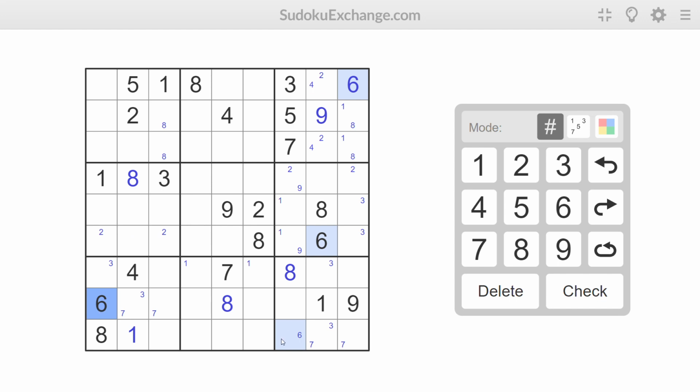Oh, see, 6 already got eliminated from somewhere in this box. So this is the only place which can have a 6. So let's put a 6 here. Now 6 in this row, 6 in this row. So 6 can appear in either of these two boxes. So we have a 1 6 pair here.